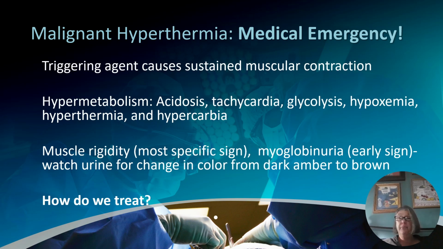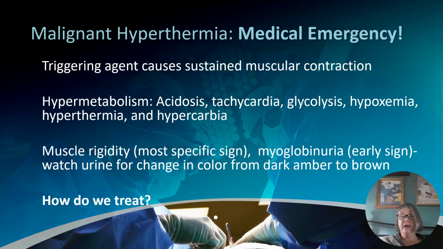However, the book points out that the first sign usually noted by anesthesia or nursing is unexplained tachycardia. Okay. So for the anesthesia provider, hypercarbia is the most sensitive indicator of potential MH. So the body is holding on to carbon dioxide, is what they're going to notice. Also, myoglobinuria is another early sign.